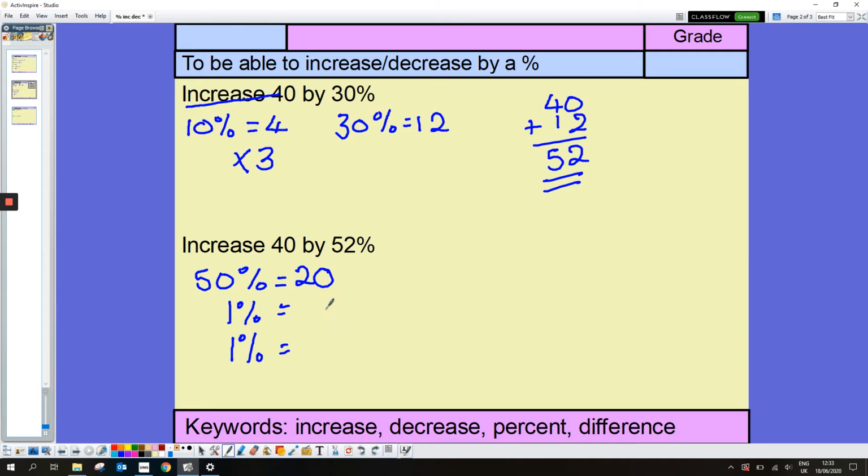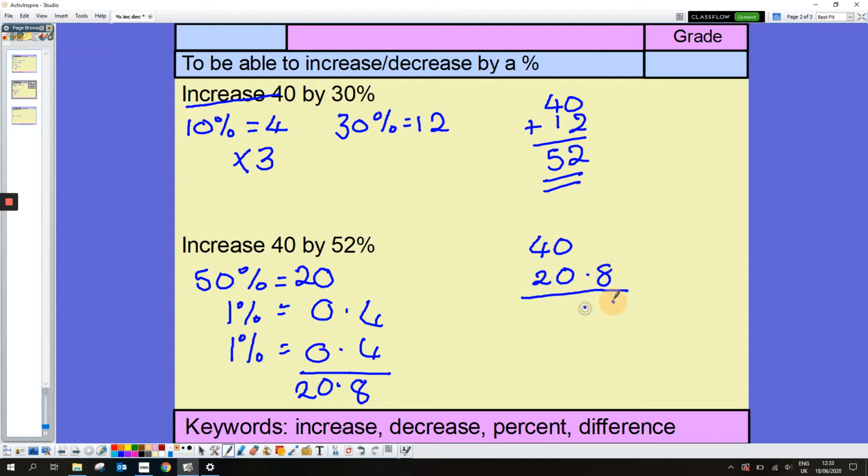it will leave me with 0.4 for both of those two. So if I add that up, that's 52%. If I add this up, I'm left with 20.8. If I add that onto 40, you might not want to do column addition. You might be able to see that in your head. That's absolutely fine. But 60.8. If it was a product, obviously it'd be £60.80.